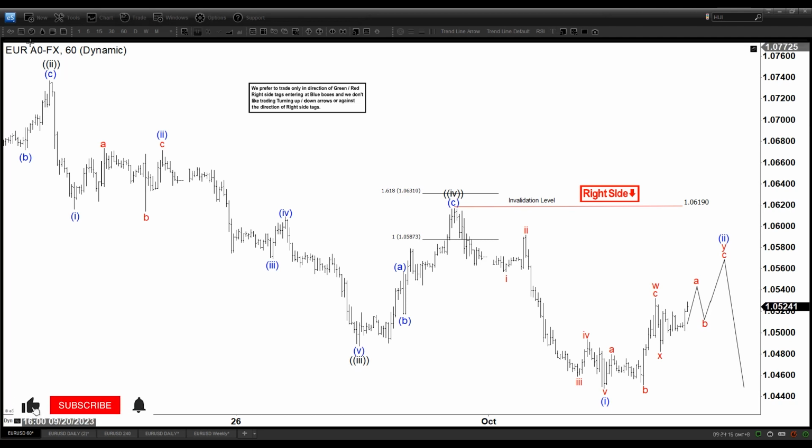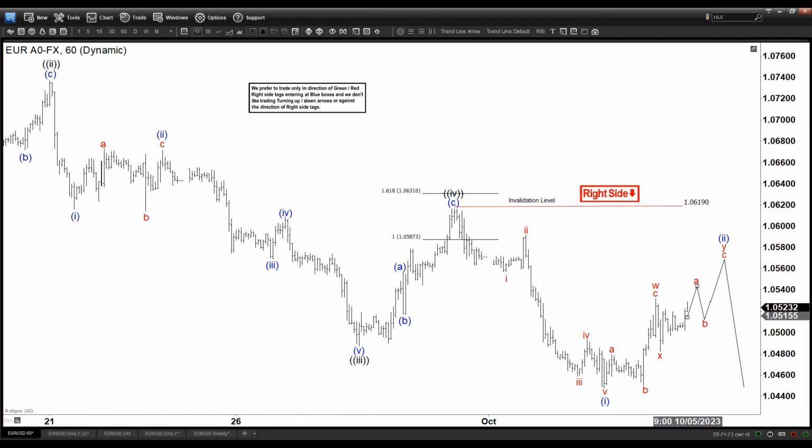Today is October the 5th and the chart of the day today is the euro dollar right here. So we can see right here that we ended with 2 in the minute degree, with 3, with 4 also completed. That means we are in the wave 5. Within the wave 5, we might still extend lower, right?